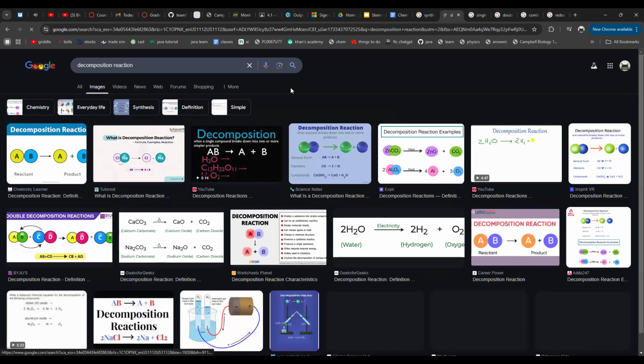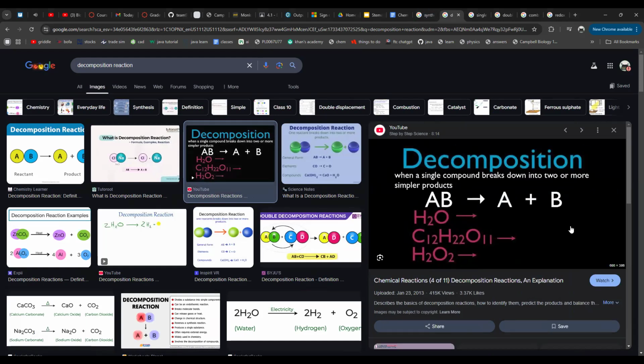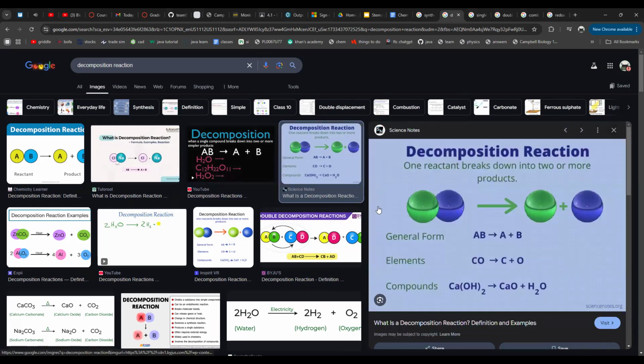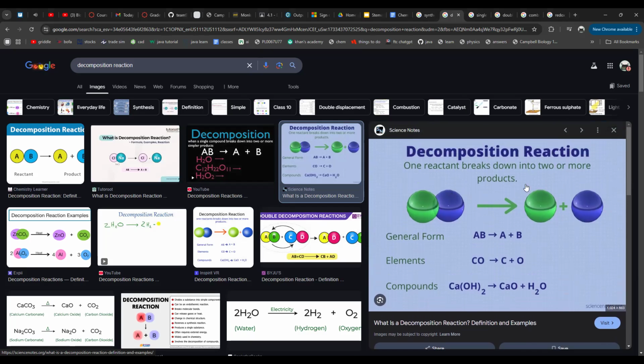And it's the opposite of decomposition, where with synthesis it's A plus B yields AB. With decomposition, it's AB gets broken down to yield A and B. You can see here some examples, right? Carbon monoxide splitting up into carbon and oxygen. And note that all of these reactions work with compounds, right? So CaOH2, that still can be broken down into CaO and H2O. That just still follows the basic form of AB yields A plus B.